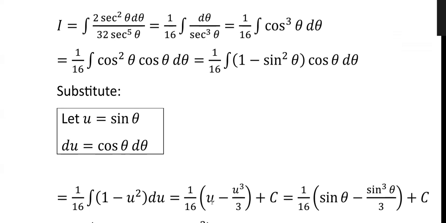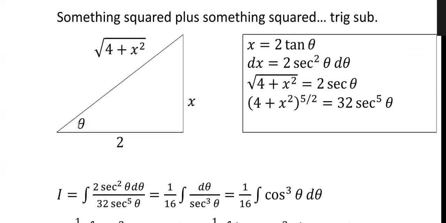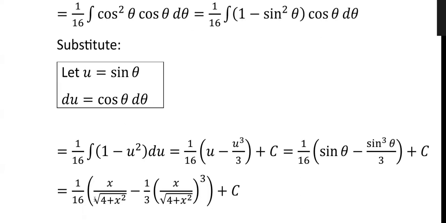So what is u? u is sine theta, so that's what happened right here. And what is sine theta? We got to look at our triangle. That's why we set it up. Sine theta is x over the square root of 4 plus x squared. So then that's what happened over here. This is my final answer.